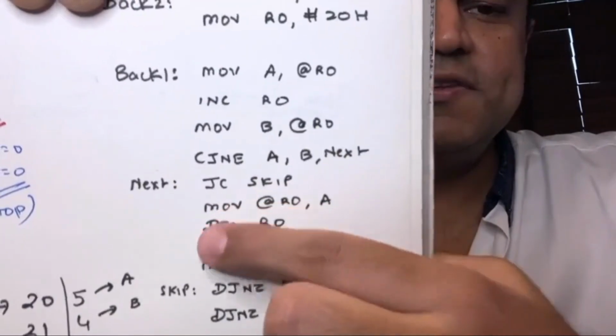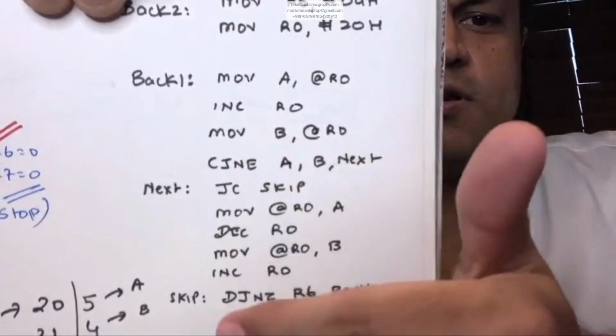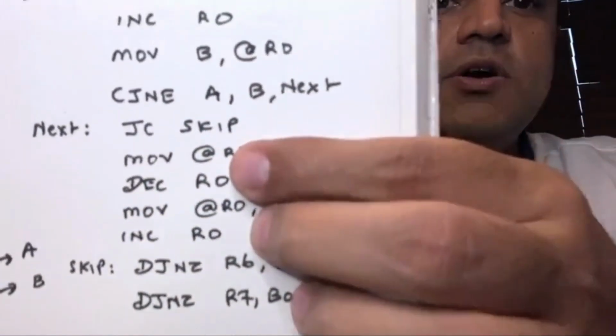What is this? This is the exchange. What does the algorithm say? Compare 2 adjacent numbers. We have compared. If they are in the correct order, skip, otherwise exchange. So if they're in the correct order, directly skip, otherwise exchange. How do you exchange?